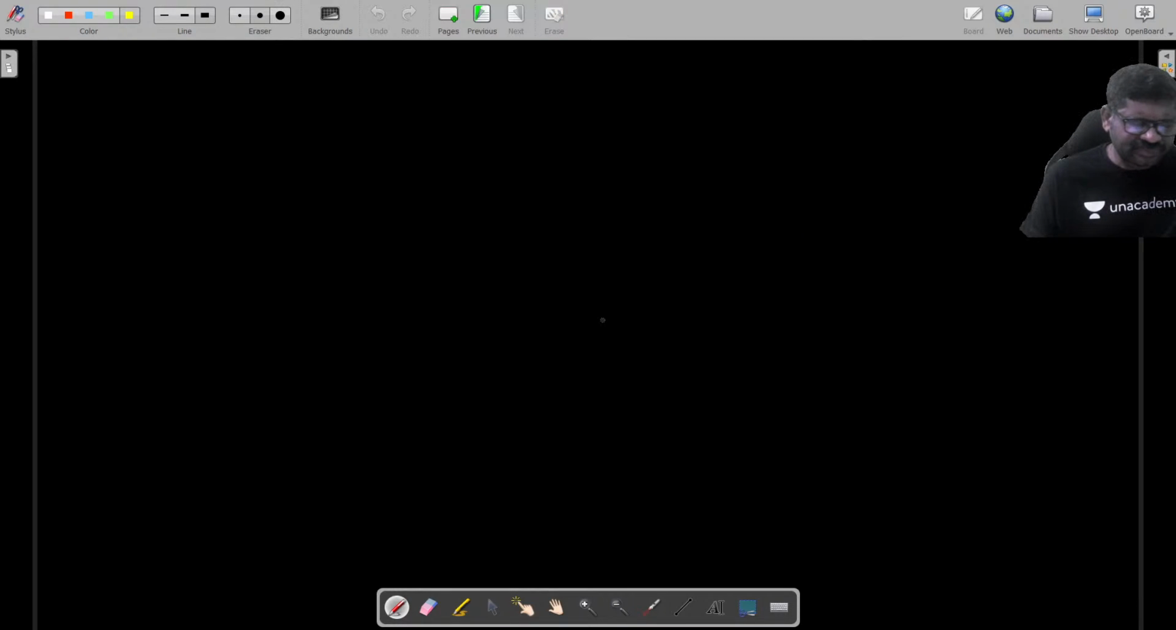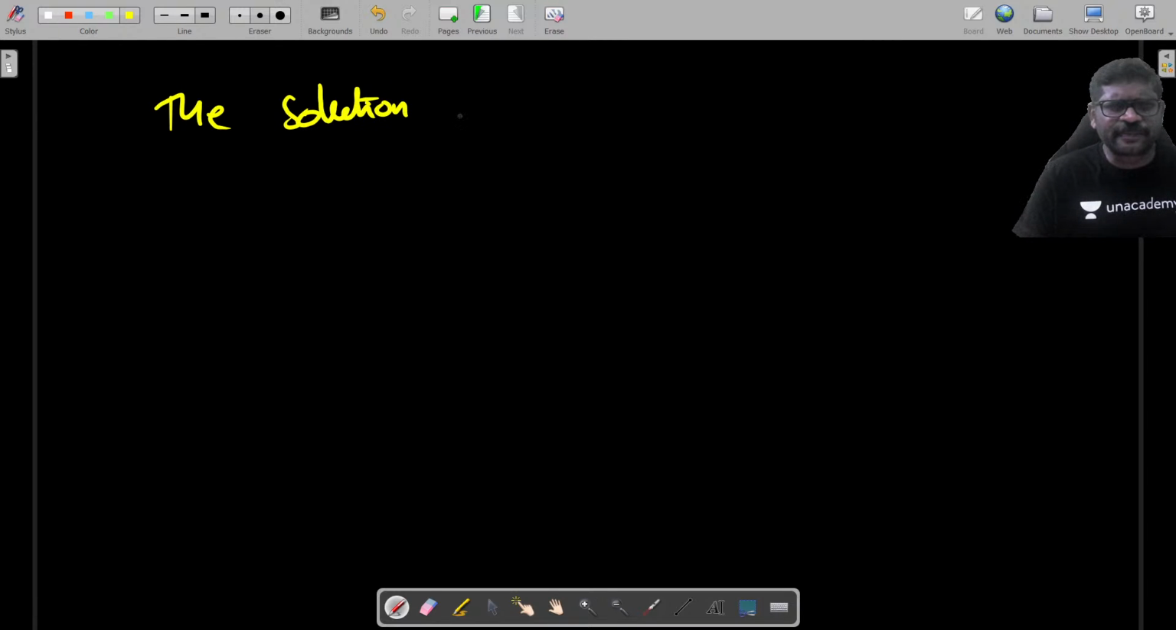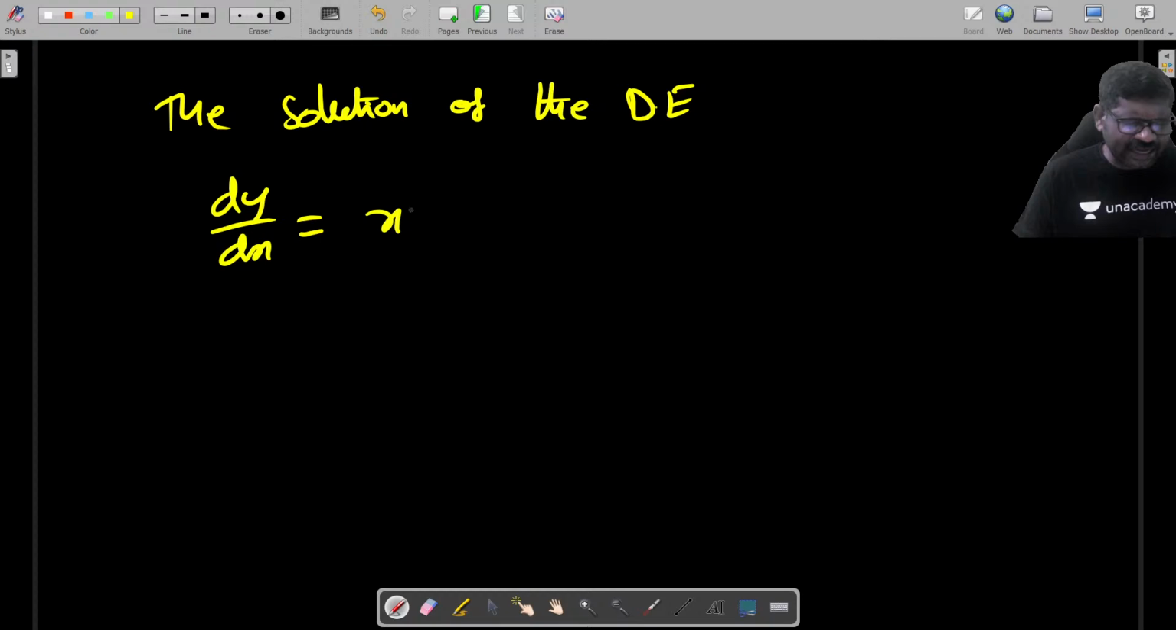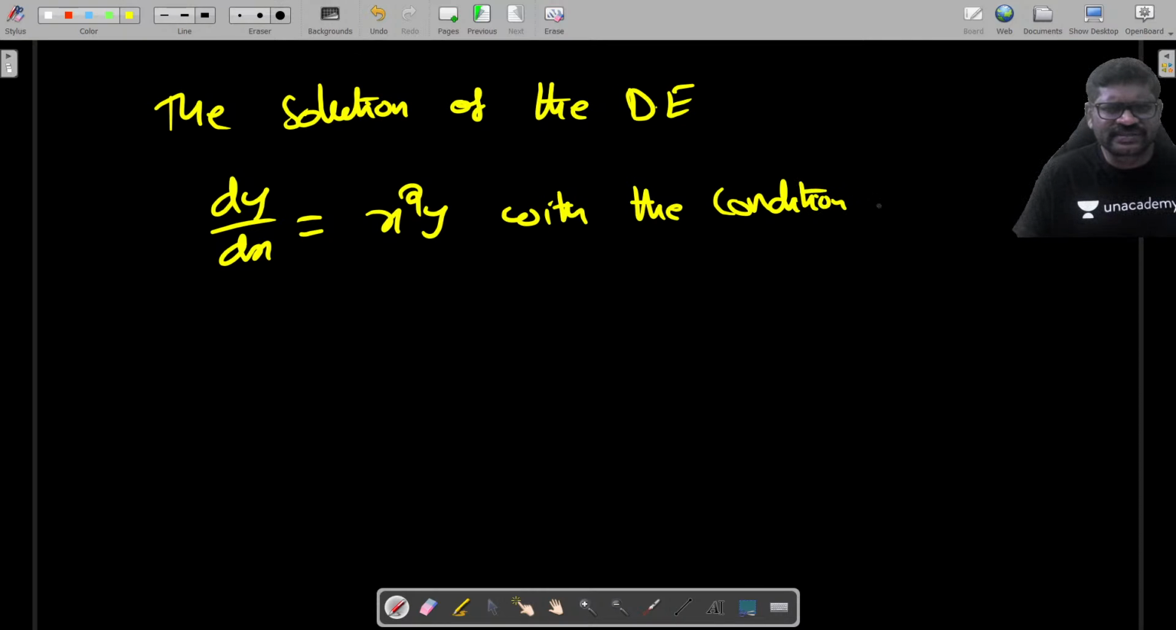Next problem. The solution of the differential equation dy by dx equal to x square y with the condition that y is equal to 1 at x equal to 0 is.